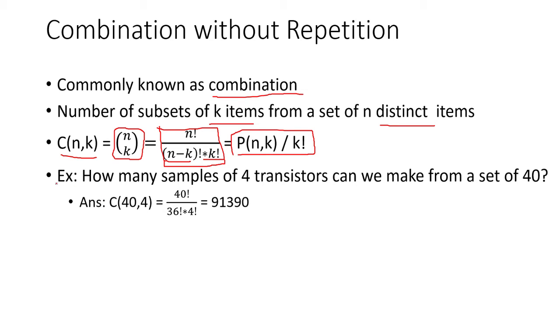A quick example: how many samples of 4 transistors can we make from a set of 40? The answer is 40 choose 4, which gives us this number right here.